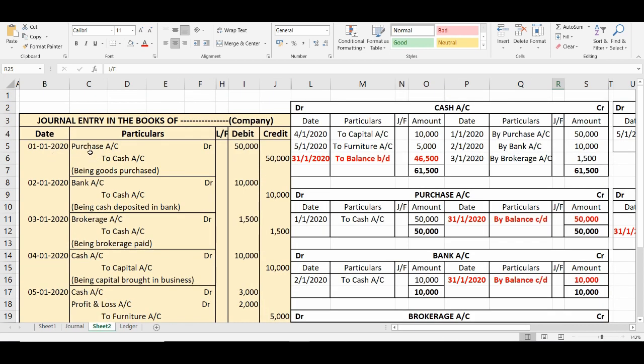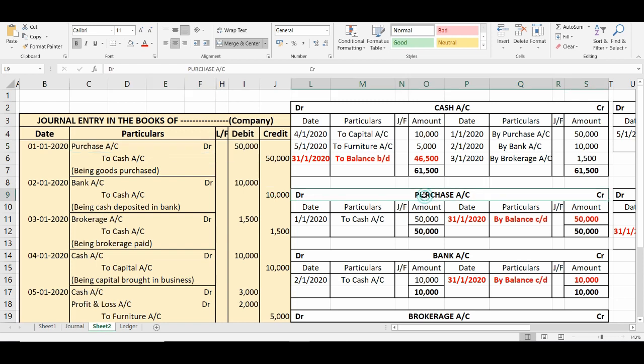So our first entry is purchased goods worth rupees 50,000. So the journal entry for this was purchase account debit 50,000 to cash account credit 50,000. Now let's see how we'll pass this entry into ledger account. So there's a simple rule for passing journal entry to ledger account. So for example, let's see the first is a purchase account is being debited worth rupees 50,000. So now let's see in the purchase ledger.